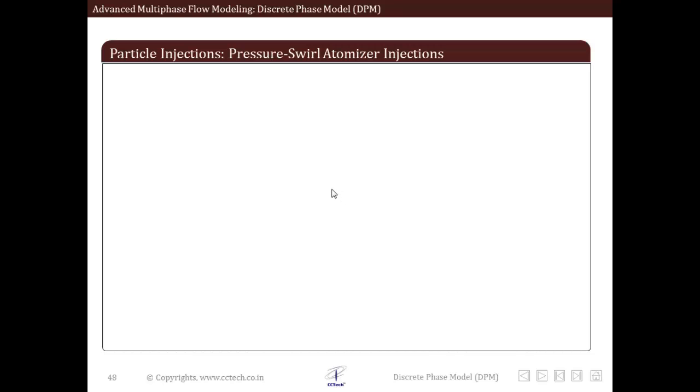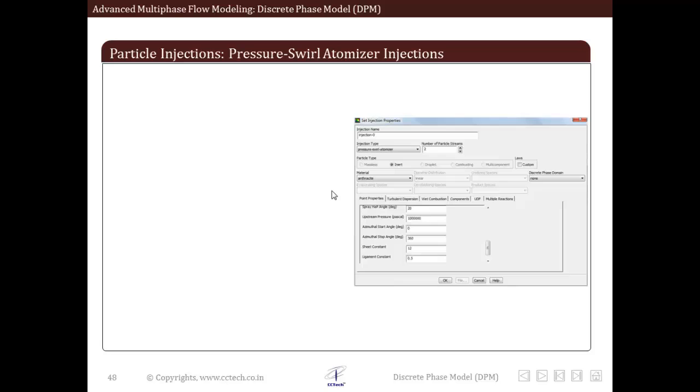Let us now see the user inputs for pressure swirl atomizer injections. The properties here are similar to the plain orifice atomizer. We need the position, axis, temperature, mass flow rate and injector inner diameter as well as azimuthal angles. We also need the spray angle, which is the spray angle of the injected stream. We need to input the absolute pressure upstream of the injection.